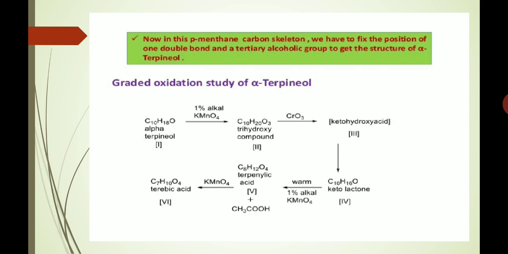So, for this we do oxidative degradation of alpha terpineol. Alpha terpineol is treated with 1% alkaline KMnO4. It gives trihydroxy compound second, which on treatment with CrO3 gives ketohydroxy acid third, which on further oxidation gives ketolactone, and which on heating with 1% alkaline KMnO4 gives terpenoylic acid, that is compound 5th, plus acetic acid, and on further oxidation with KMnO4 it gives terebic acid 6th.